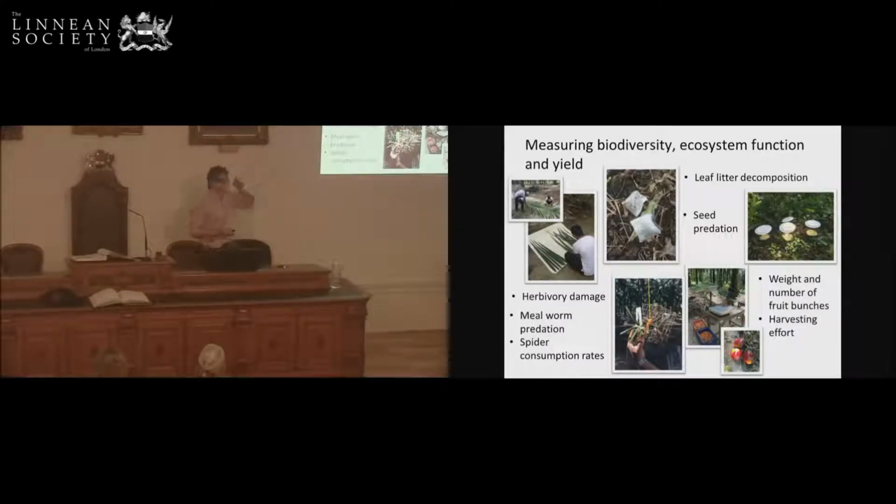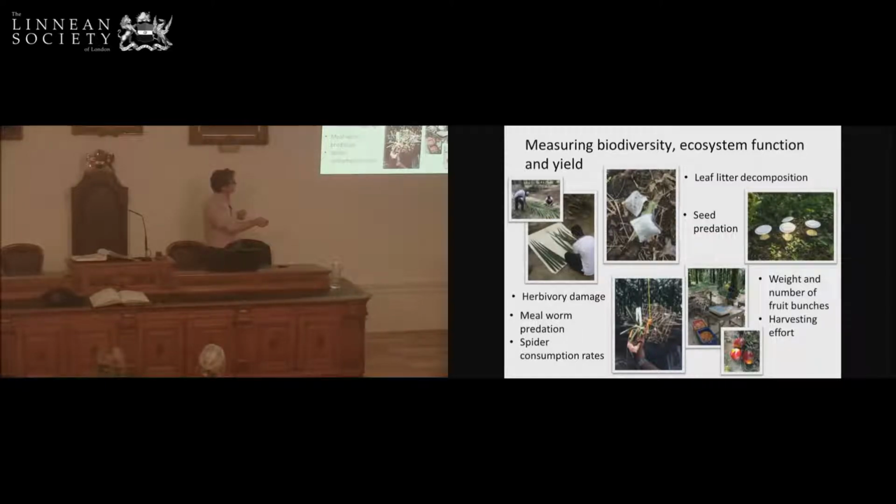So we study a whole range of ecosystem processes similar to the SAFE project. We've got the SAFE traps in again. We're also looking at the seed predation, herbivory damage on the fronds. The oil palm industry is doing that for us. We can also look at spider consumption rates, of course. Because the prey stay in the webs for a little while, you can go around and essentially identify them, find out whether the number of prey items is changing with different management types, that sort of thing.